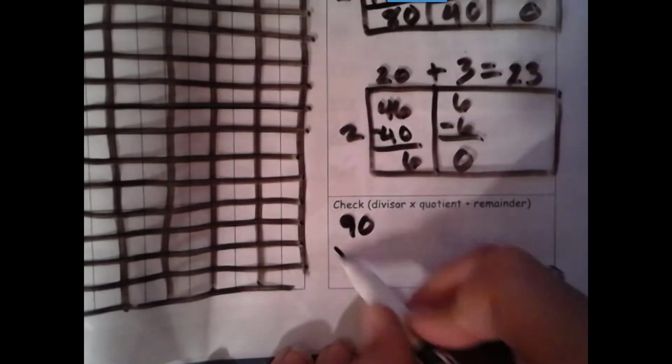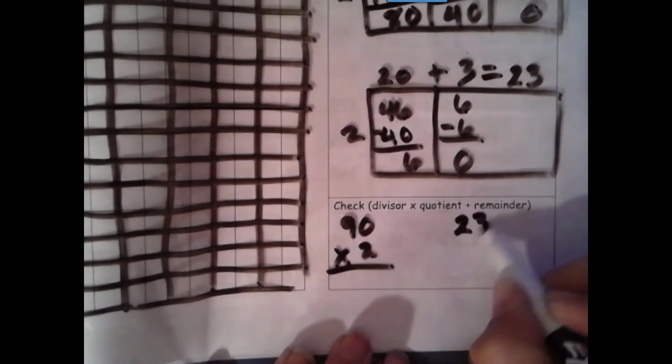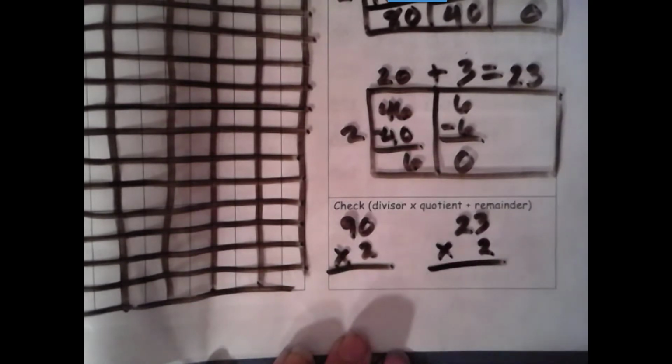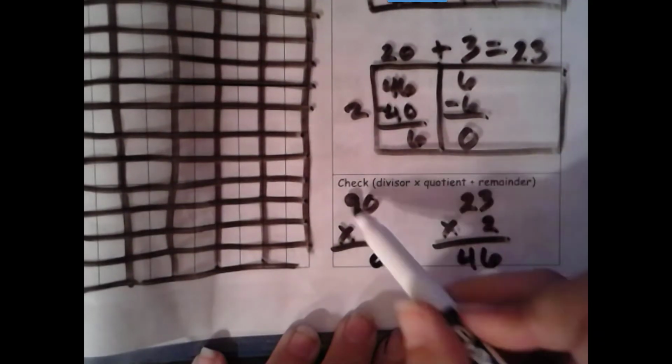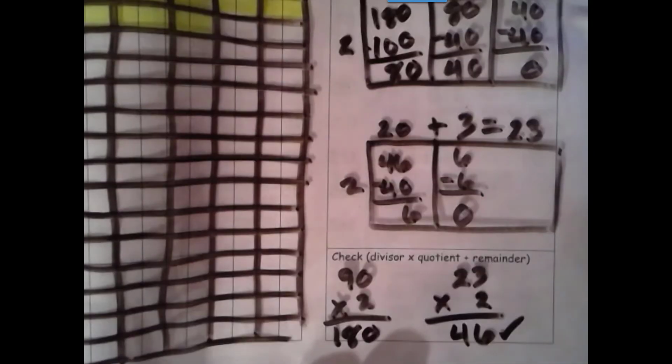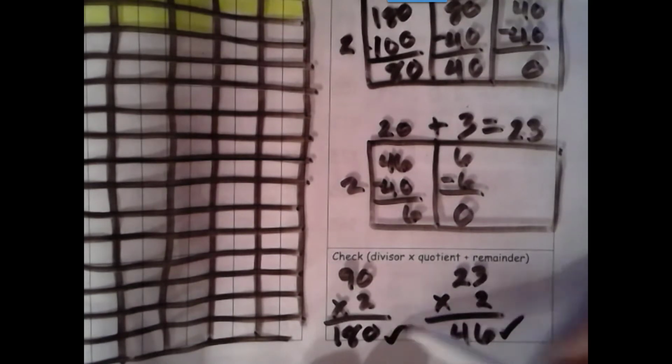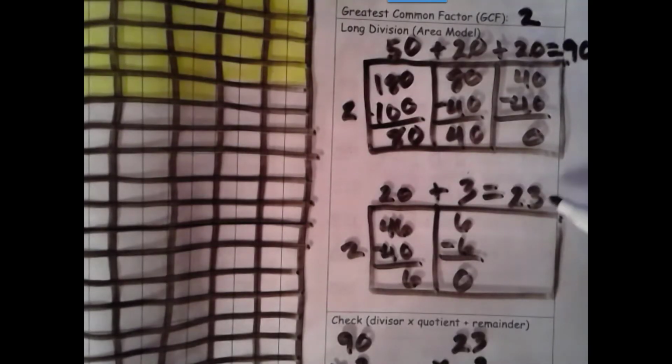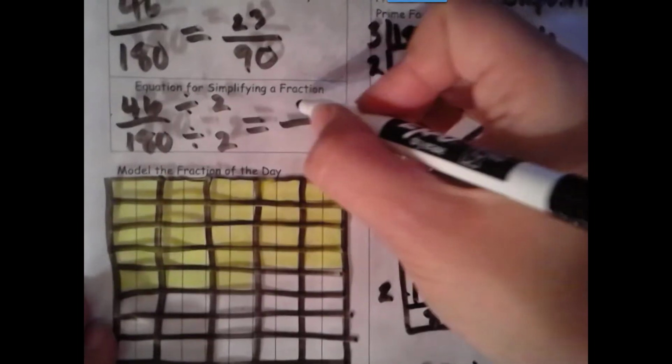Now we want to check our answer. Divisor times quotient plus remainder. Since our remainder for both is 0 and the identity property of addition says when you add 0 it stays the same, we don't need to actually add it. 2 times 3 is 6. 2 times 2 tens is 4 tens. 2 times 0 is 0. 2 times 9 tens is 18 tens. 46, that matches our dividend. Check. 180, that matches our dividend. Check. So our numerator is definitely 23. Our denominator is definitely 90.